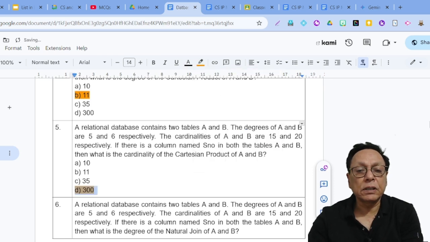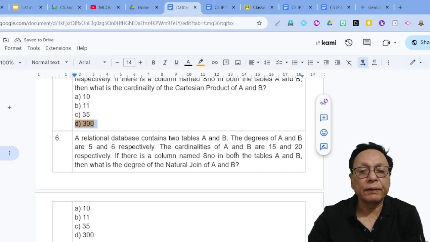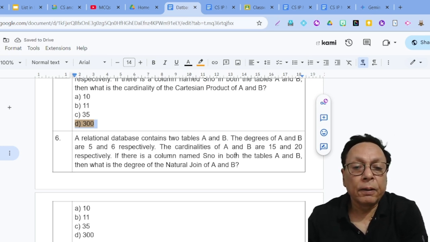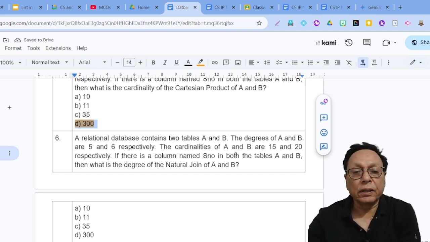Question number 6. If a relational database contains two tables A and B, the degrees of A and B are 5 and 6. The cardinalities of A and B are 15 and 20. If there is a column named SNO in both the tables A and B, then what is the degree of the natural join of A and B?